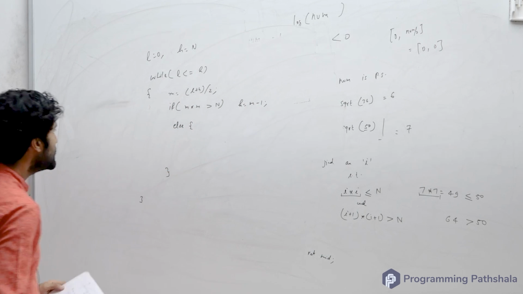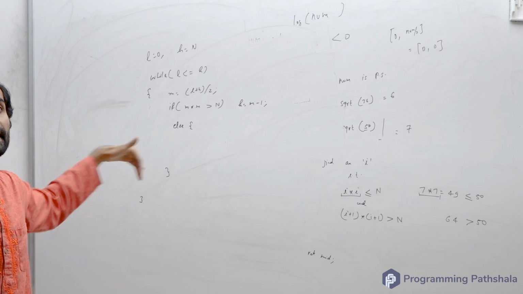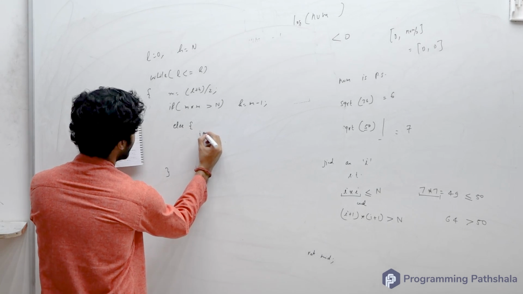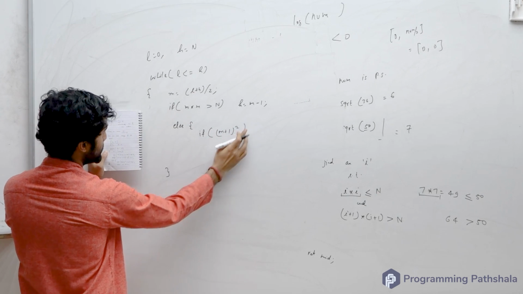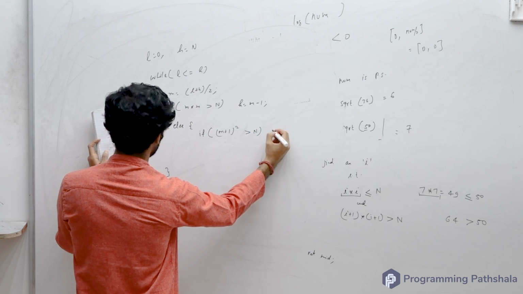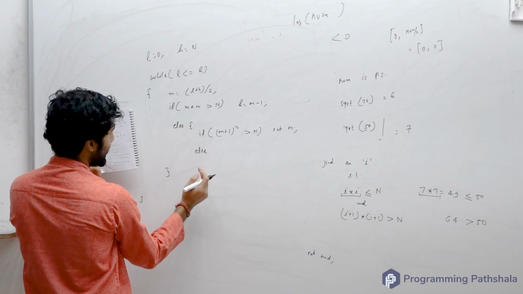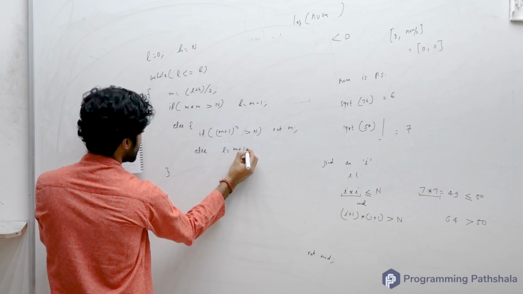Else what should I do? Else it means either I am at the answer or I am to the left side of my answer. And how do I check that? To check that I need to find out m plus 1 square. So if m plus 1 square happens to be greater than n, then it guarantees that m will be my answer. Otherwise my answer will definitely be to the right side of m. So for that I will do low equals m plus 1.